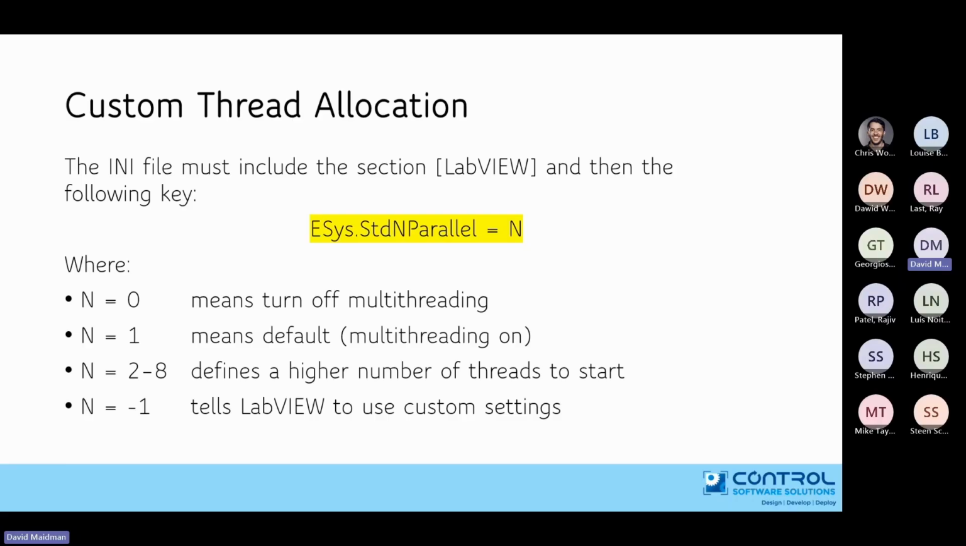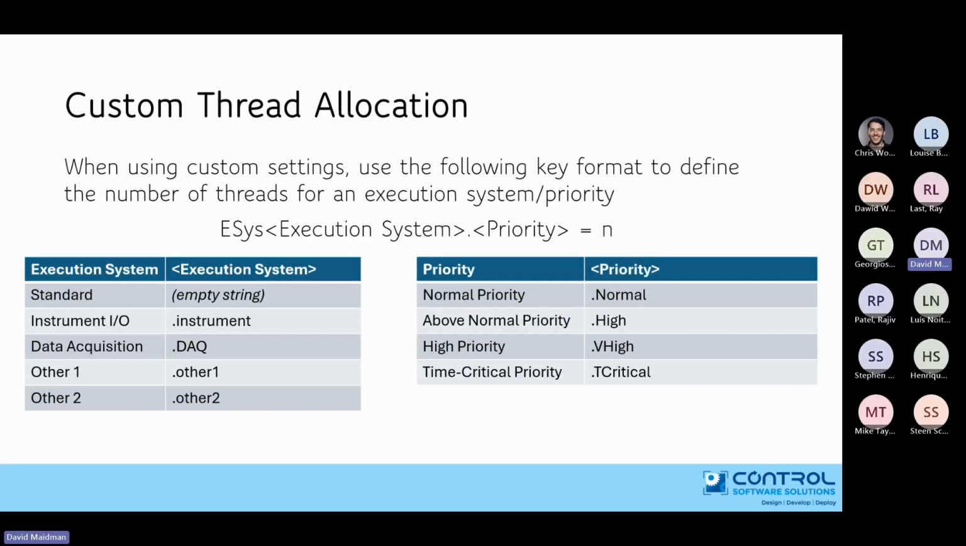So what do we do from there? We actually then need to build these ini file keys. So we have esys, then the execution system dot priority equals, and then the number of threads that we want to apply.